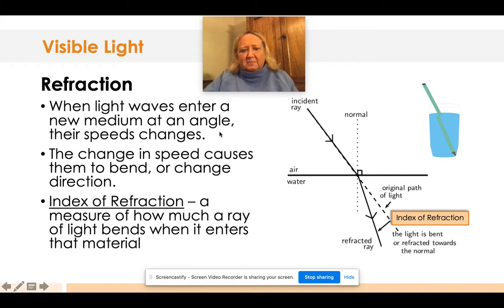The change in speed of the light wave causes the light waves to bend or change direction, which gives the appearance in this case that the straw is bending. If you look at this graph here, that's what's called the index of refraction. That's how much the light ray bends when it enters the material. You see the light ray coming in, it hits a new material, in this case air to water, so it bends instead of going in the direction that it was headed.